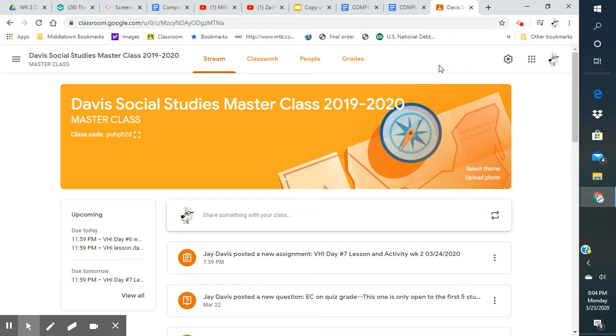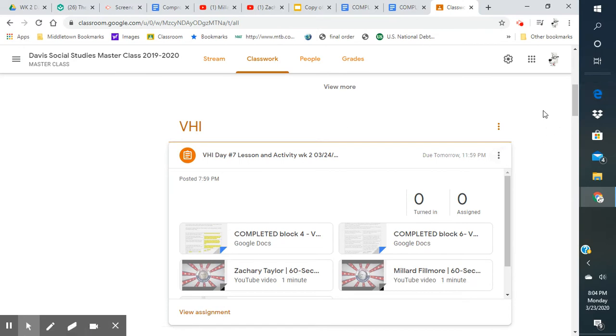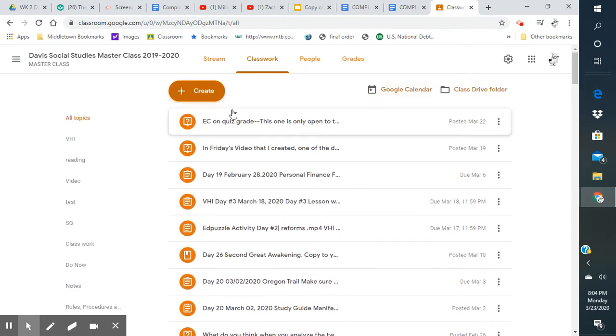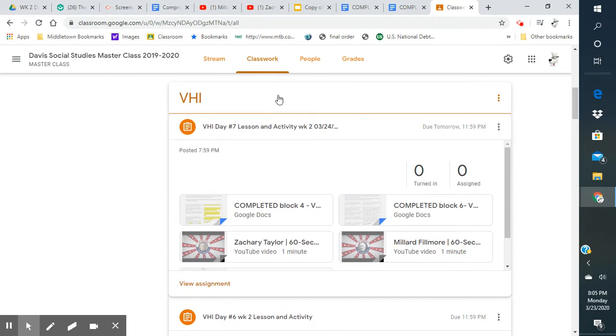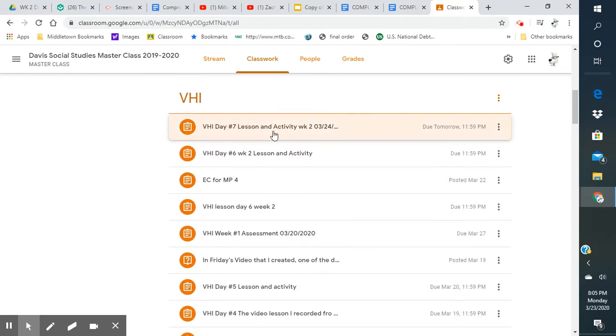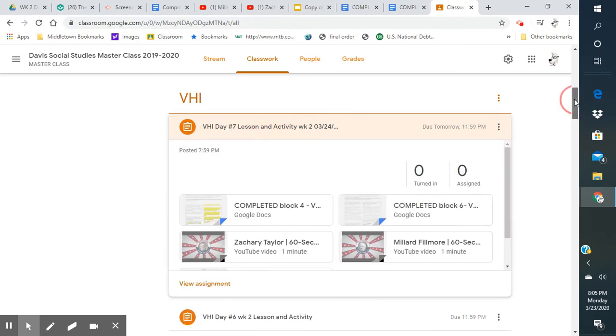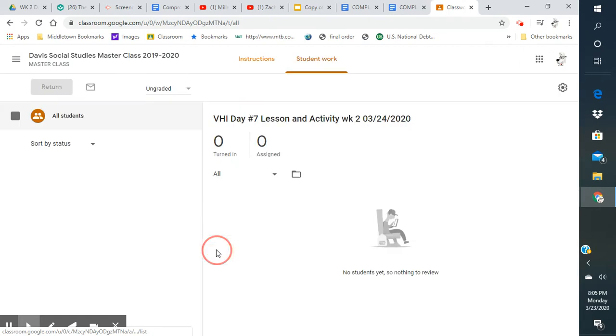The easiest way to find what is actually really important for that day is to go into classwork. Under classwork, the first thing up here are things that were just posted that weren't necessarily put into a category. But if you go down here, you'll see virtual home instruction. Within the virtual home instruction, I have everything listed by day. So today is day 7. You'd open this up, and these are the things you're going to be working on today.